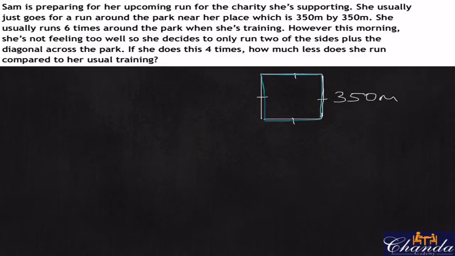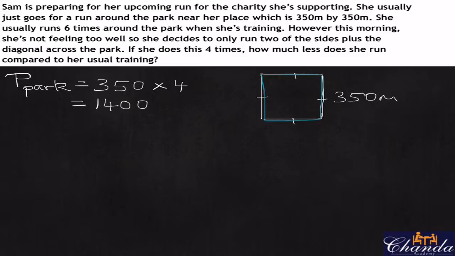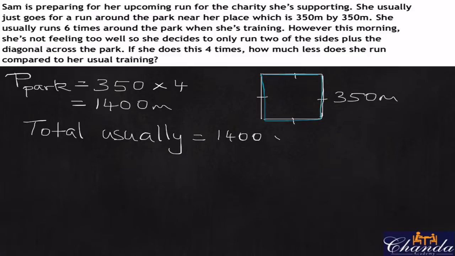So as you might have already guessed, we're simply looking at the perimeter here. So the perimeter of the park is simply 350 times 4, which in this case is 1400 meters. Now, she used to do this 6 times. So the total amount she would usually run is 1400 multiplied by 6, which gives us a total of 8,400 meters. So she usually ran 8,400 meters.